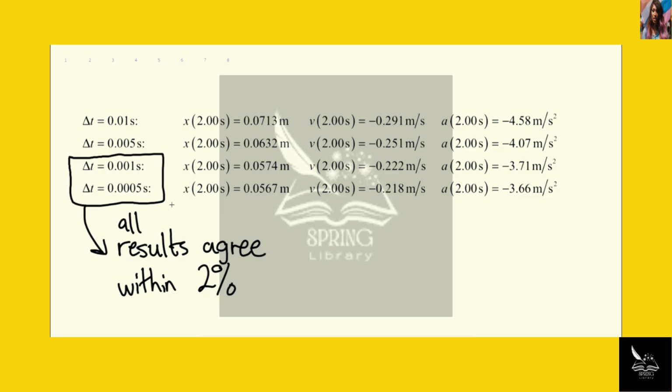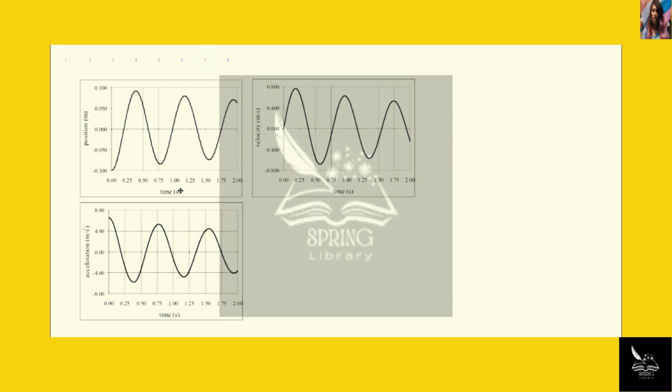And then if you wanted to see the graphs, this would be the position versus time graph. This would be the velocity versus time graph. And this would be the acceleration versus time graph. As you can see, the velocity versus time graph is simply a derivative of the position versus time graph, and the acceleration versus time graph is simply a derivative of the velocity versus time graph.